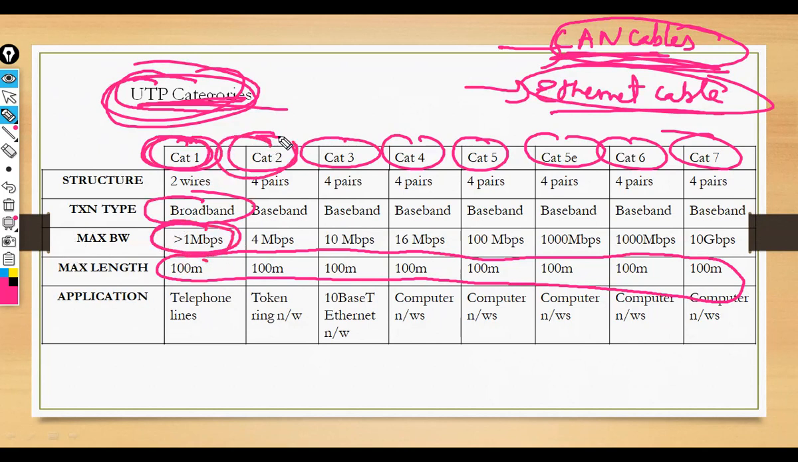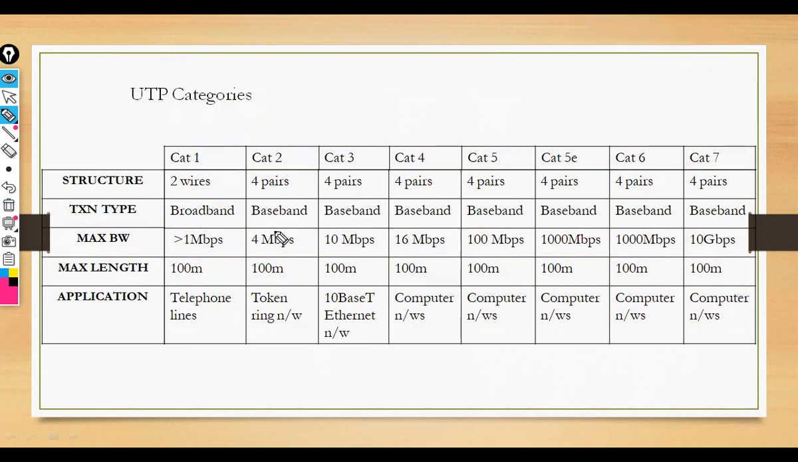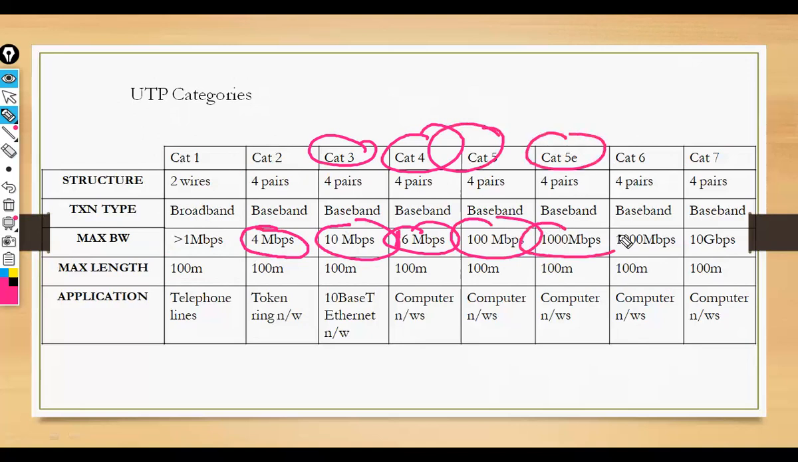And category 2, you can see it's 4 pairs of wires and these are baseband. Everything here is baseband. The difference is that it has 4 Mbps bandwidth. Cat 3 has 10 Mbps bandwidth. Cat 4 has 16 Mbps. Cat 5, 100 Mbps. Cat 5e, 1000 Mbps. Cat 6 also 1000 Mbps. And Cat 7, 10 Gbps. This is the bandwidth.